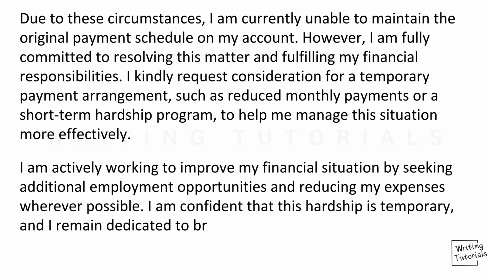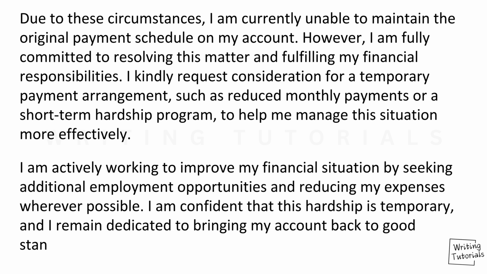Second sentence: I am confident that this hardship is temporary, and I remain dedicated to bringing my account back to good standing as soon as possible. This reassures the reader that your situation will improve and that you are committed to resolving it.